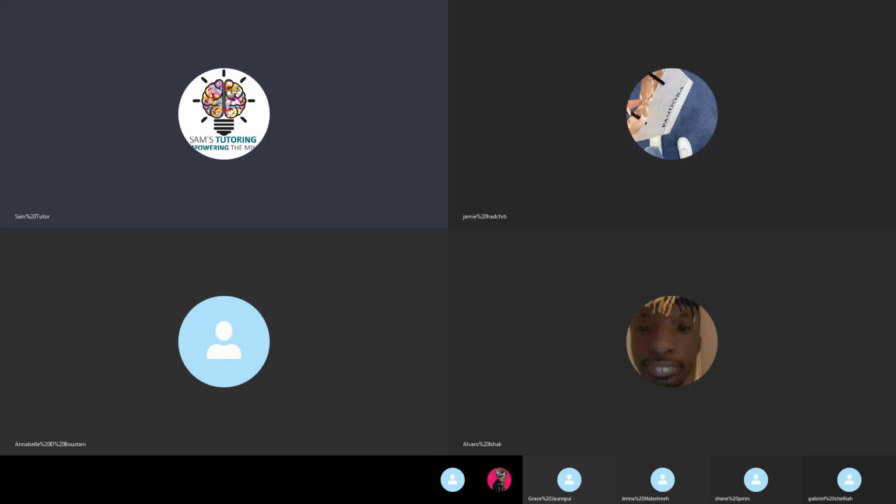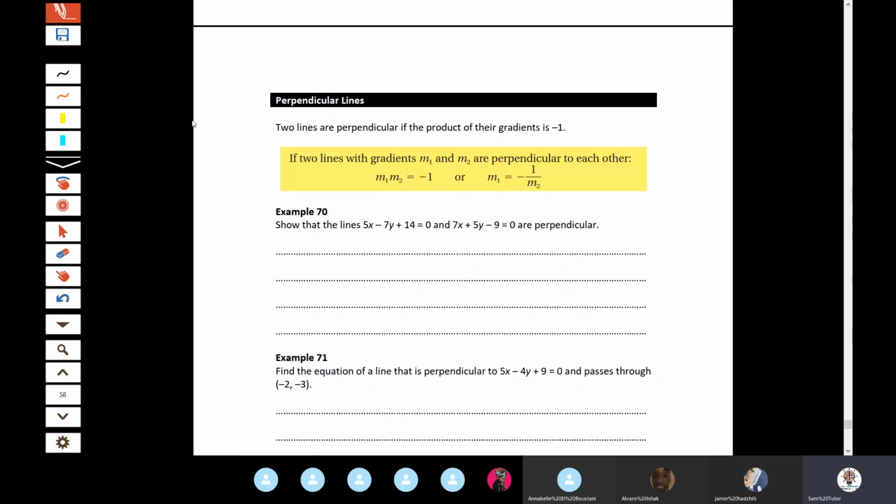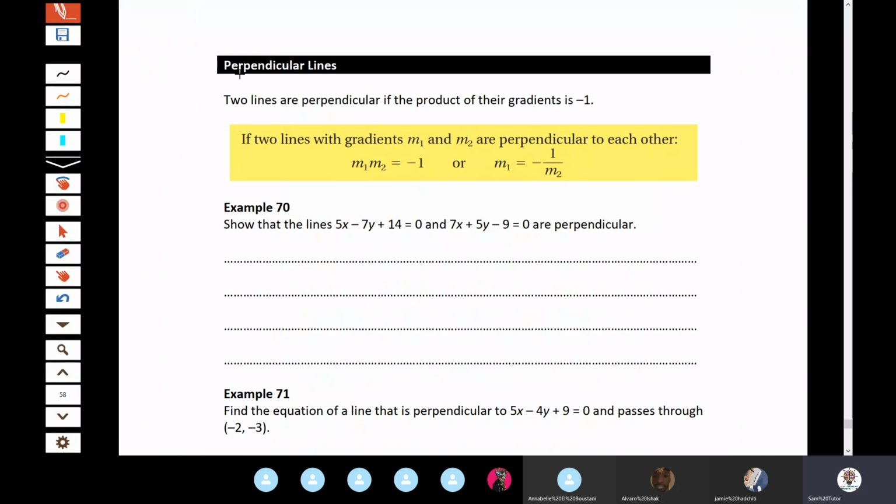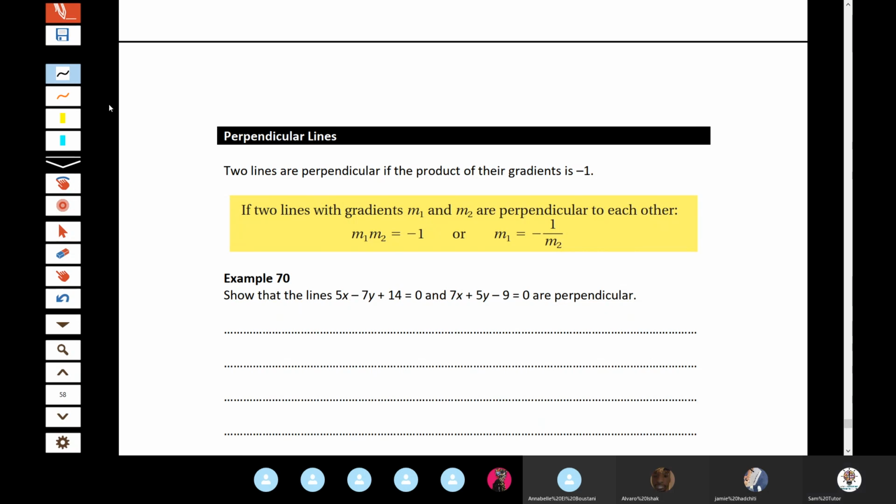All right. Can someone remind me what we know about parallel lines? Not about perpendicular, about parallel lines. What did we learn last week? They have the same gradient. Correct. Same gradient. Nice and simple.